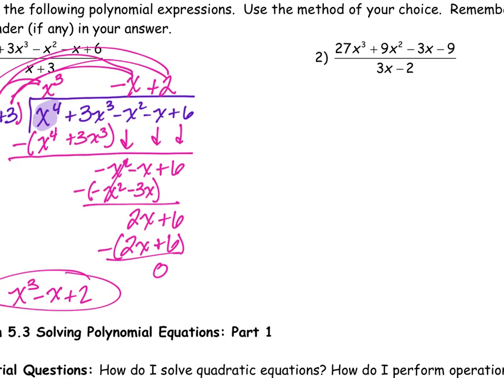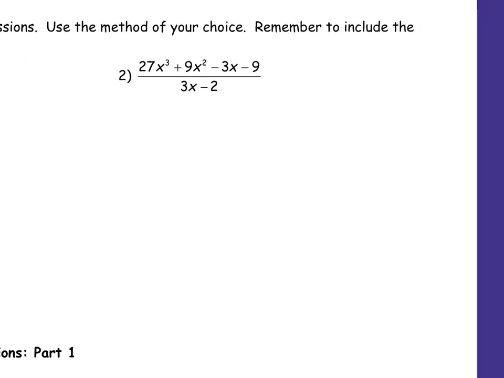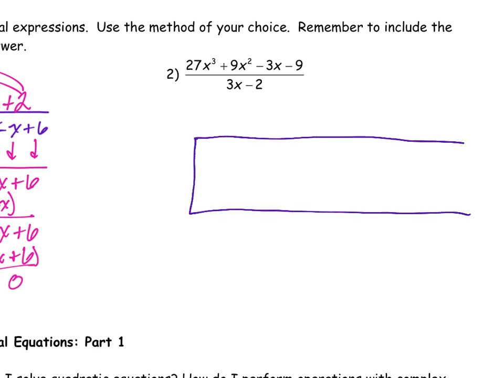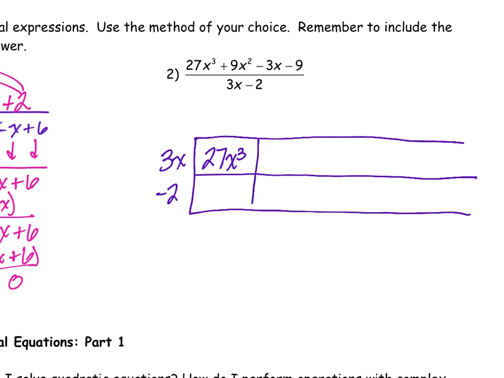Okay, so the second one, I decided to do the box method because I kind of like it. So I leave myself a long open box, and 3x minus 2, right? So my first term that I need to get is 27x cubed. So what do I multiply 3x by to get 27x cubed? Well, that would be 9x squared.